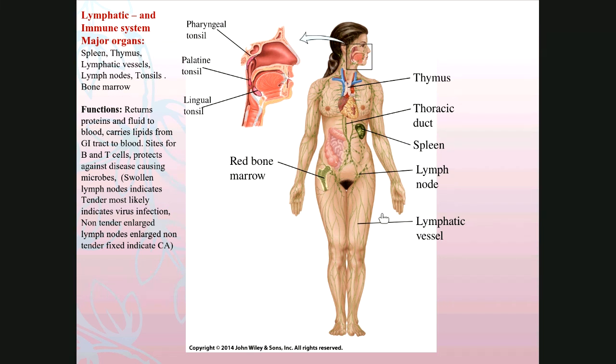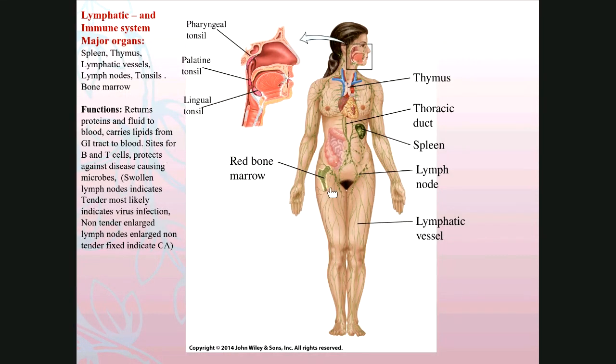The lymphatic system and the immune system will include several organs, which will include the lymphatic vessels, which travel along with the circulatory system, bone marrow, tonsils. The main function of the lymphatic system is, of course, the immune system, but it also helps in returning proteins and fluids back into the circulatory system. Through the gastrointestinal system, it carries lipids from the GI tract to the blood.